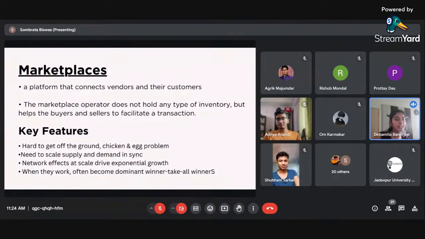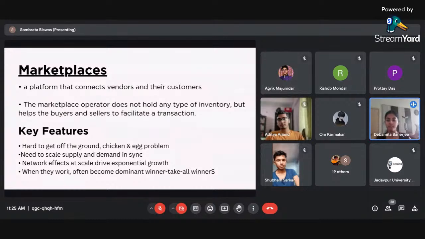But yeah, that's what a marketplace is. The marketplace operator does not hold any type of inventory but helps the buyers and sellers to facilitate a transaction. By the way, later when you go to examples, you'll see Amazon is not here. This is why Amazon is not here. What does this line mean? This line means that whoever's marketplace it is, they do not own any of it. They're just the connecting point.